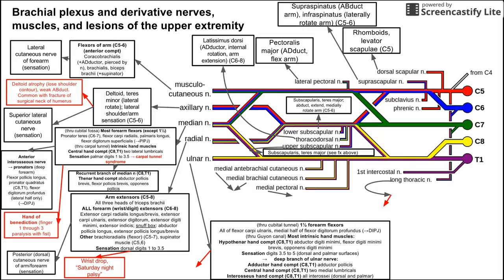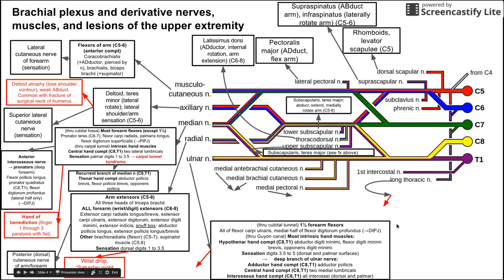The ulnar nerve also does the flexor carpi ulnaris, not to be confused with the extensor carpi ulnaris that my pointer is pointing to now. There are two muscles that have the word ulnar in them on this page. One of them is innervated by the ulnar nerve, and that's the flexor carpi ulnaris.